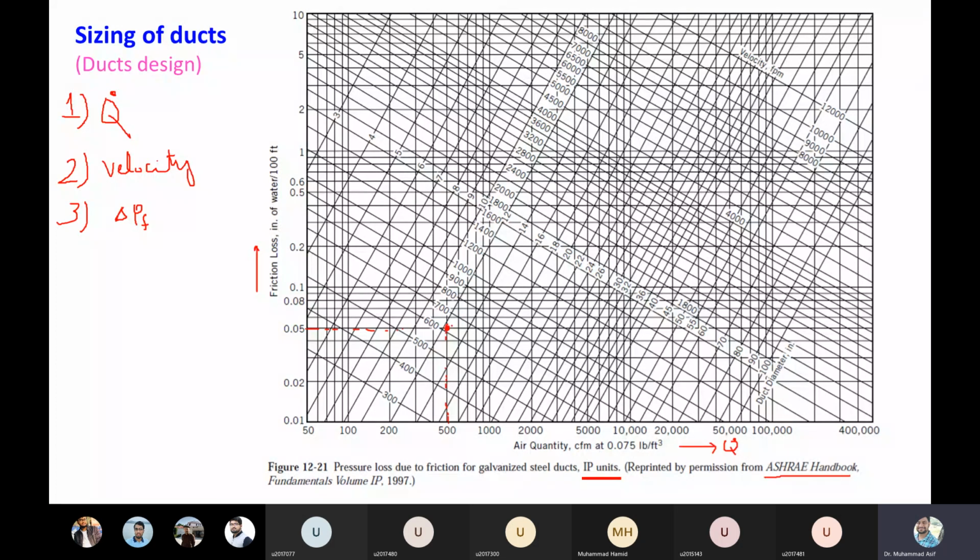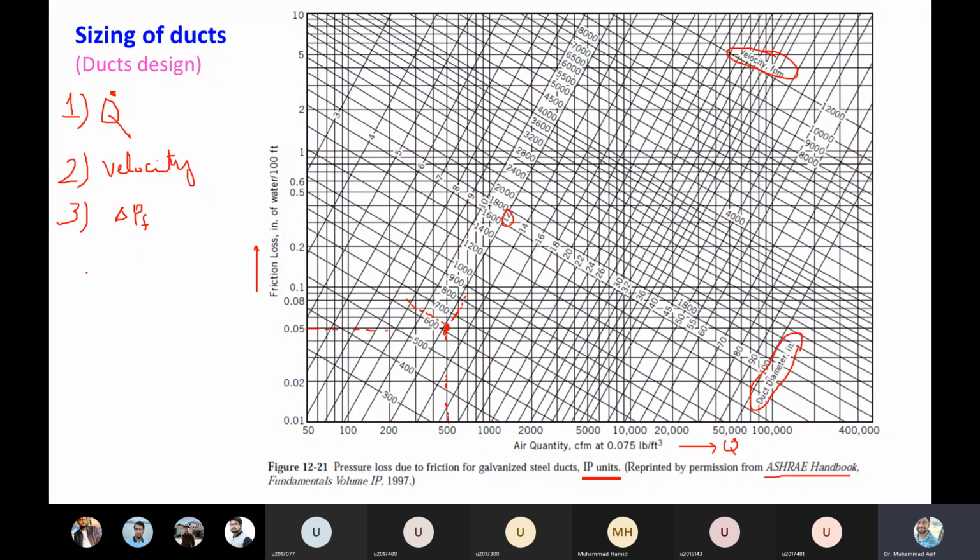For example, if you draw a line parallel to this one, which is parallel to the 600, where 600 is the velocity in FPM, feet per minute, you can read the velocity at this point. Likewise, if you draw a line parallel to this other one, you can read the diameter. This is the 12 diameter, and the diameter is given in inches. So you can figure out the diameter of the duct as well.